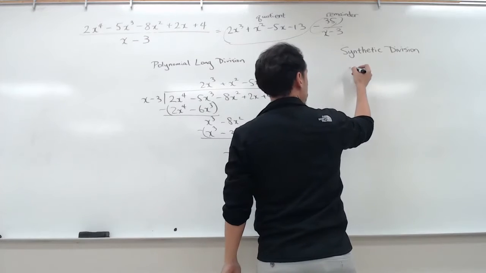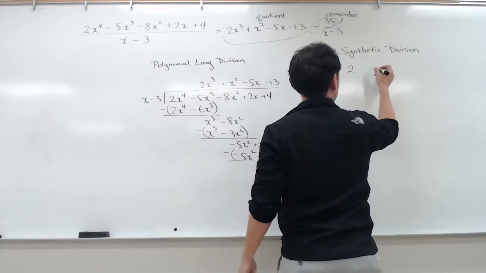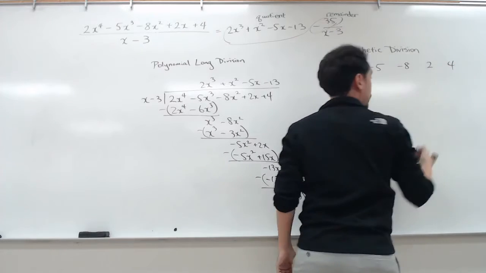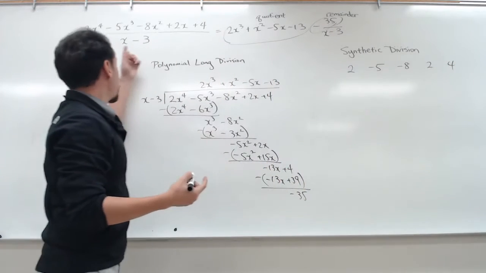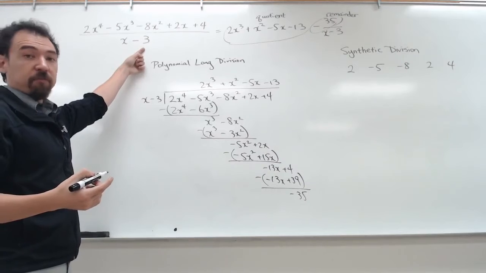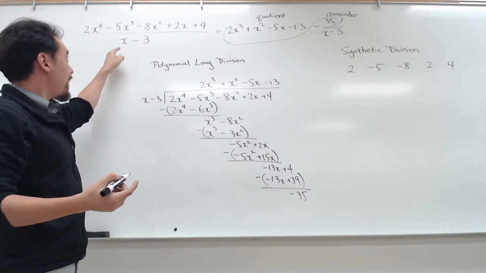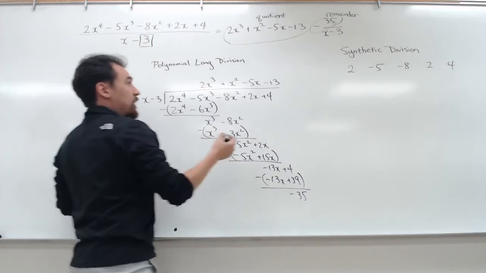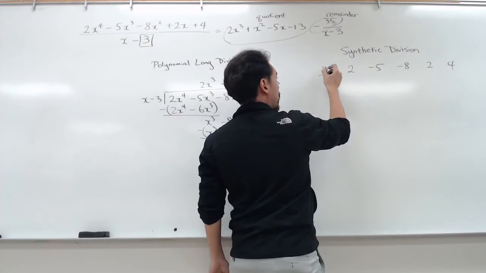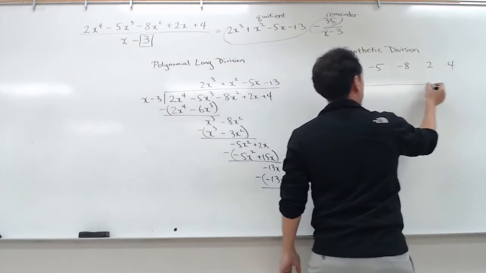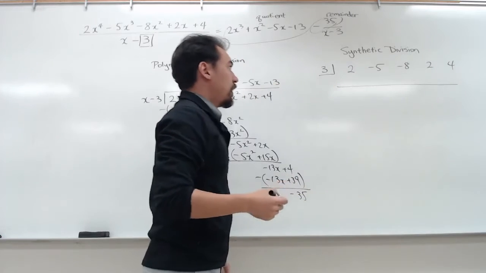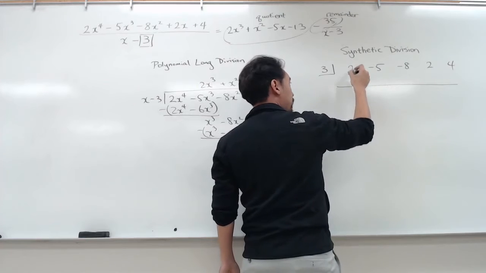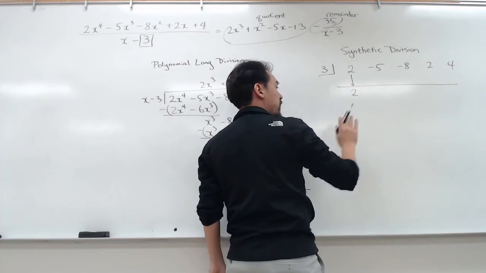We'll start with the 2 from the 2x to the fourth, then we go negative 5, then negative 8, then 2, then 4. And then we will place a box to hold the information from the divisor. So it's always x minus some number. This number right here is going to go in a box in the upper left corner. And then we draw a horizontal line. Procedurally, the first step now is to bring the leading coefficient down, never touch it.